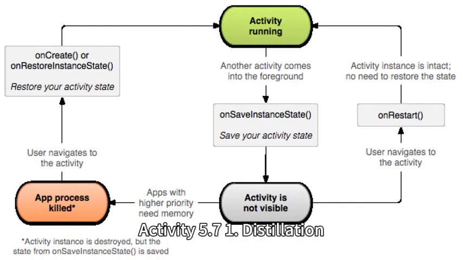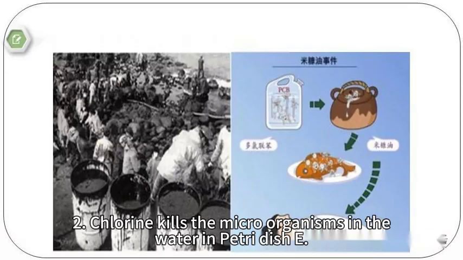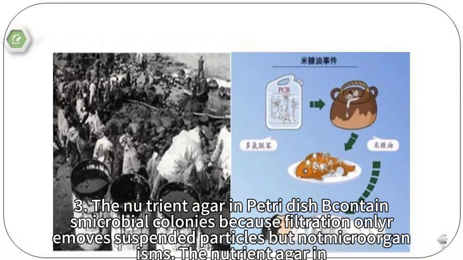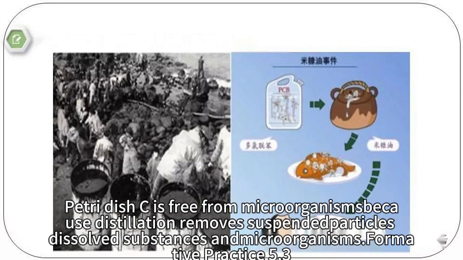Activity 5.7. 1. Distillation. 2. Chlorine kills the microorganisms in the water in the petri dish. 3. The nutrient agar in petri dish B contains microbial colonies because filtration only removes suspended particles but not microorganisms. The nutrient agar in petri dish C is free from microorganisms because distillation removes suspended particles, dissolved substances and microorganisms.